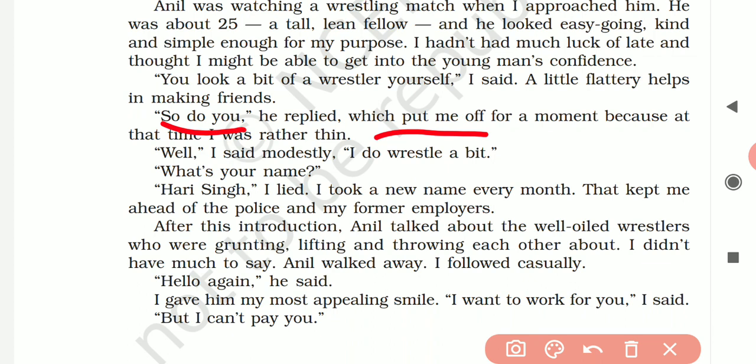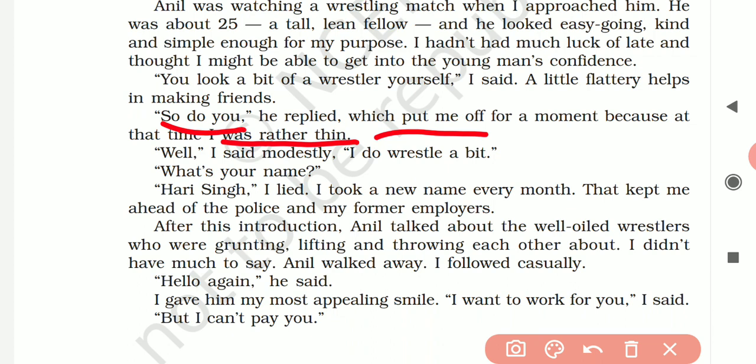He had never expected such a reply from Anil. He had never expected that Anil would reply so wisely and so cleverly, right? So that's why it put him off for a moment. He became silent for a moment because at the time I was rather thin. He says that the young boy was also thin. That's why he got put off. He became silent. He didn't know what to say next, right?